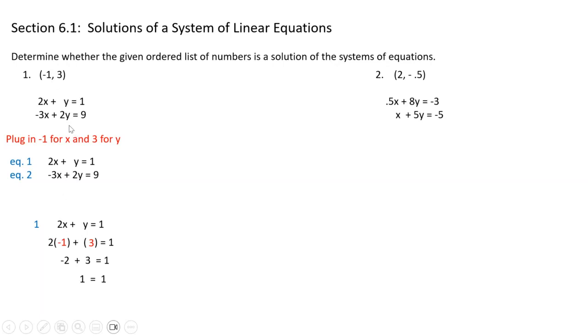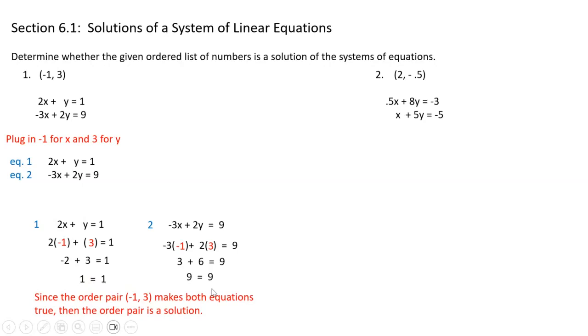But for it to be a solution to the system, it has to be true for both equations. So now we can proceed and go to equation number 2. And again, I'm going to plug in -1 for x and 3 for y. At the end, this gives me 9 equals 9. So this is a solution to the systems of equations because it makes both equations true.